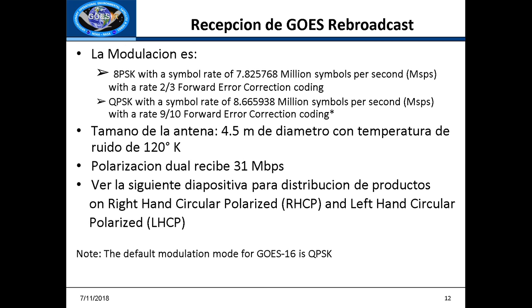there's some more information here about the two channels. The nominal antenna size is 4.5, but we do have some users that have smaller antennas, such as 3.8. Most of those are in the continental United States. A user who is on the perimeter of our coverage area, like in France, for example, would need a larger antenna, maybe a 6 meter.